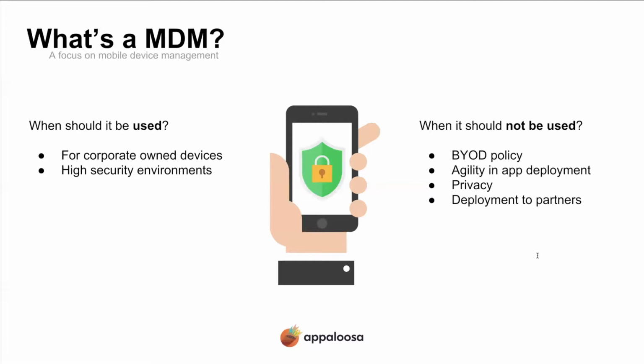Another use case where you want to avoid using an MDM is when you need a rapid app deployment, when you want to test apps very quickly or deploy them very quickly to very targeted users. MDMs are usually a bit too big a solution to deploy very targeted and fast deployments.